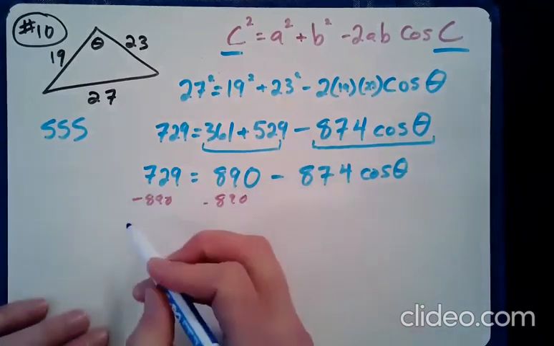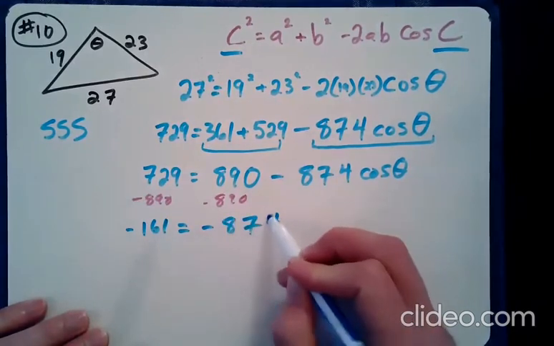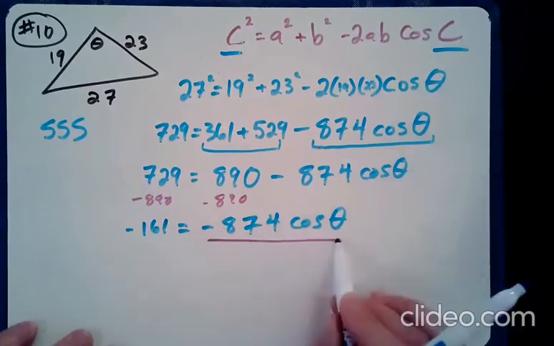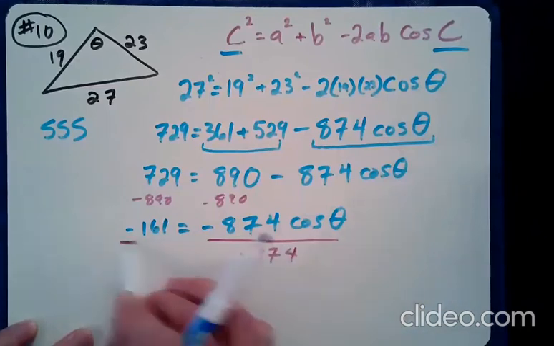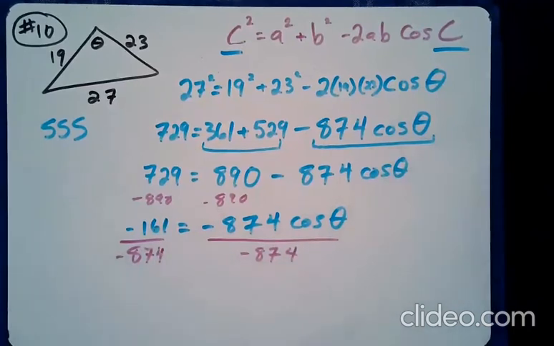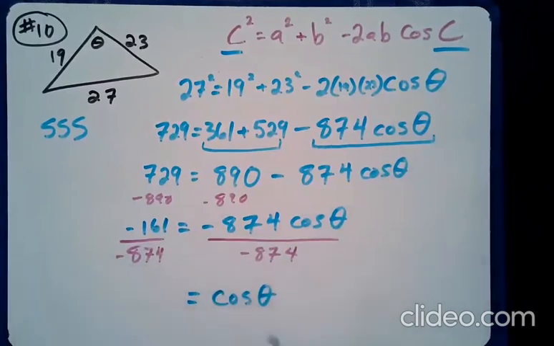When I subtract 890 over, I get negative 161 equals negative 874 cosine of theta. And I'm worried because I got big numbers that are negative, and that's okay. That's fine. Now, like I said, to get rid of that negative 874, I want to divide by negative 874. When I do that, it cancels on the right side and leaves me just with cosine of theta. On the left side, I can type that in and get a decimal of like 0.184, but I'm going to leave it as a fraction. Fractions are exact.